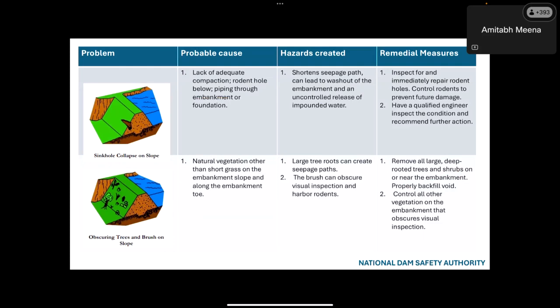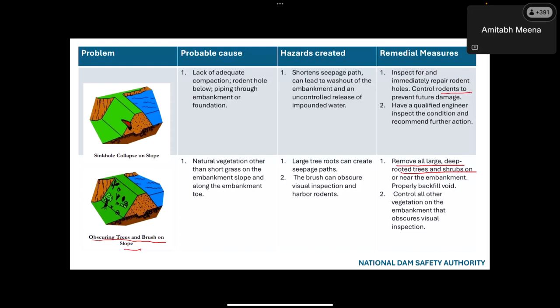This was a sinkhole, and this collapsed on the slope. So again, similar things: inspect and immediately repair rodent holes and control the rodents, and obscuring trees and bushes on the slope. As it was in the case of the crest of the dam, the situations may be on the slope also. So remove all large deep-rooted trees and shrubs on or near the embankment. Properly backfill voids. Control all other vegetation on the embankment that obscures visual inspection.